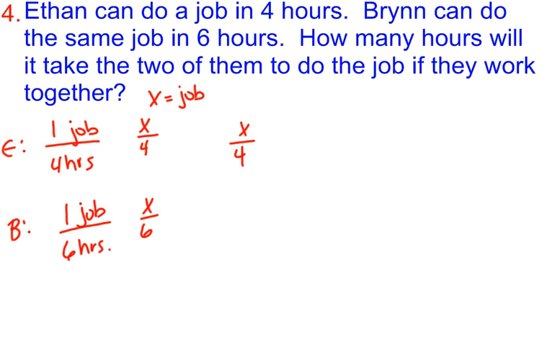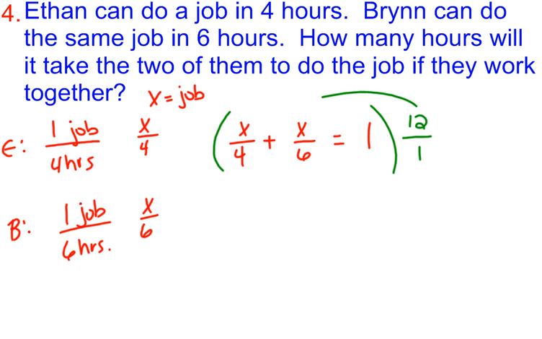So Ethan's rate plus Bryn's rate equals, and this is the part that's really confusing for people because they're not sure what we should set it equal to, but we want them to do one job, and since the rate was for one job, this equals 1. So now to solve this equation for x, we're going to use what we did a lot when we were putting things into standard form. Remember when we had fractions, we'd always multiply by the common denominator. So in this case our common denominator is 12.